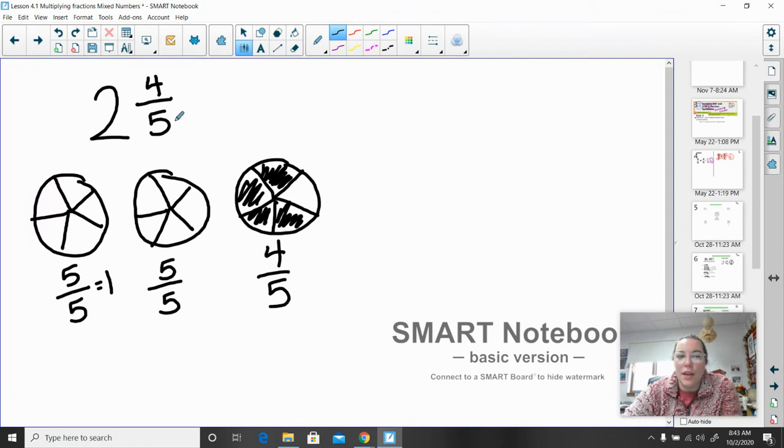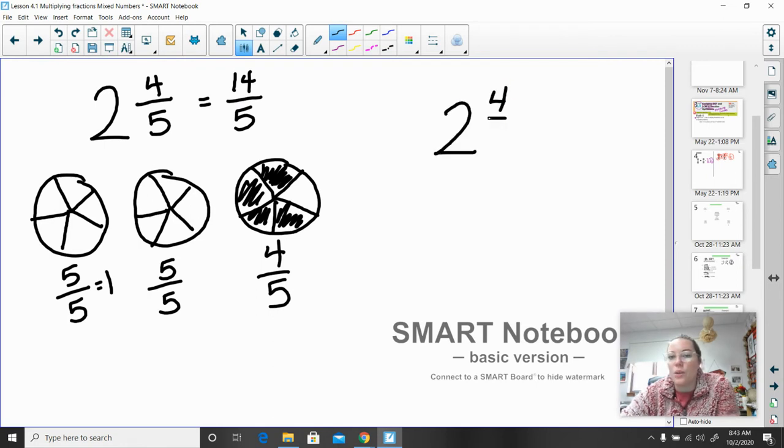So to turn this into an improper fraction, I want to count how many pieces do I have total. And remember, that denominator is telling me how many they're cut into. All 3 of my pizzas are cut into fifths, so that 5 stays on the bottom here. So I have 5, 10, 11, 12, 13. I have 14 pieces of pizza, and they're cut into fifths. So 2 and 4/5 is the same as 14 over 5 as an improper fraction. We can do this easier. This is our little cheat way.